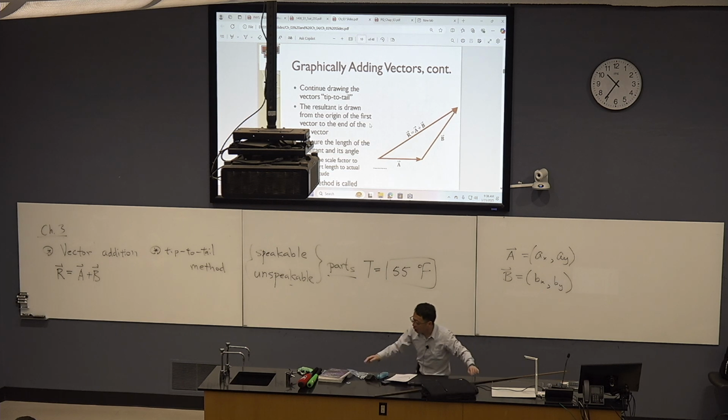The tip-to-tail method is just one of the two graphical methods we will tell you this semester. Okay? So the tip-to-tail method is the first graphical method. But very soon we'll tell you another graphical method. So this is called the tip-to-tail method of vector addition. Now let's move on.